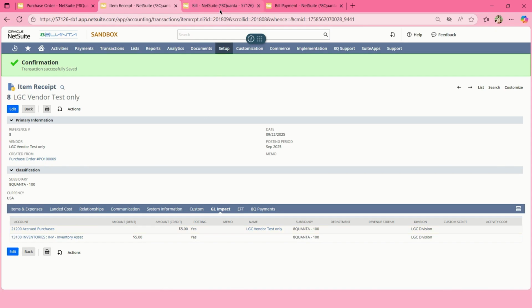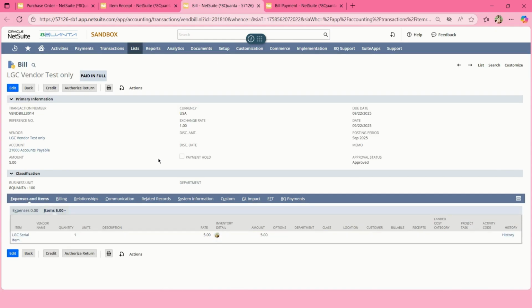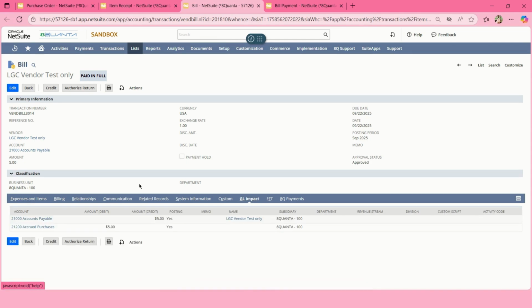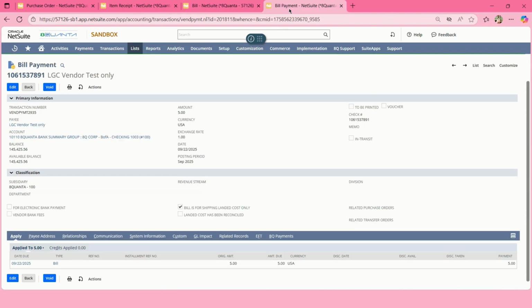Vendor bill creation. When the vendor submits their bill, we record it as a vendor bill in NetSuite. This step recognizes the liability to the vendor for the received goods or services. GL impact: debit accrued expenses. This reverses the temporary liability created at receipt. Credit accounts payable. This creates the actual liability owed to the vendor. This shifts the liability from temporary accrued expenses to the formal accounts payable account until payment is made.